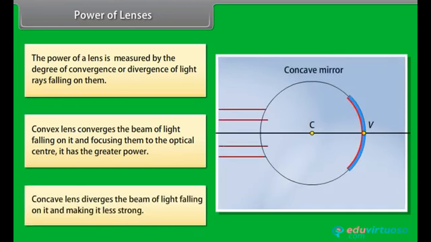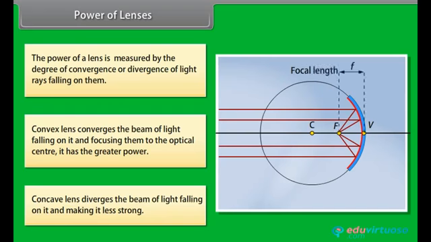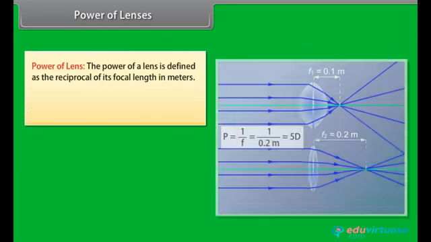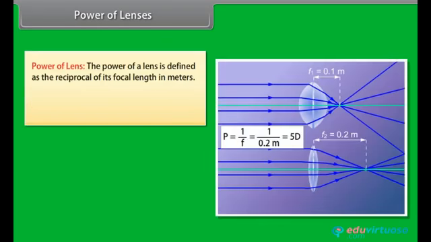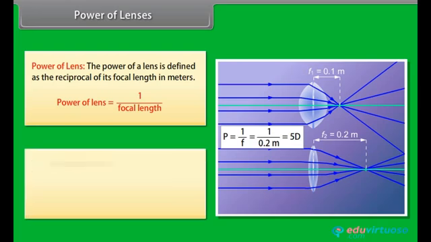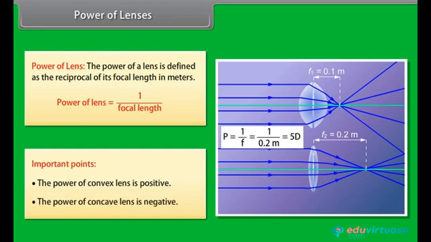Concave lens diverges the beam of light falling on it and makes it less strong. Power of lens. The power of a lens is defined as the reciprocal of its focal length in meters. Power of lens is equal to 1 upon focal length. Important points. The power of convex lens is positive. The power of concave lens is negative.